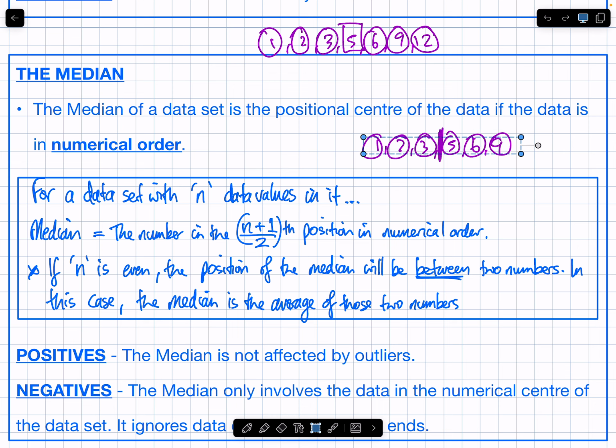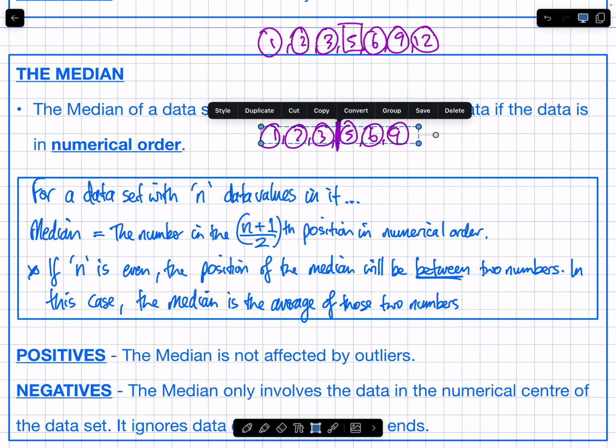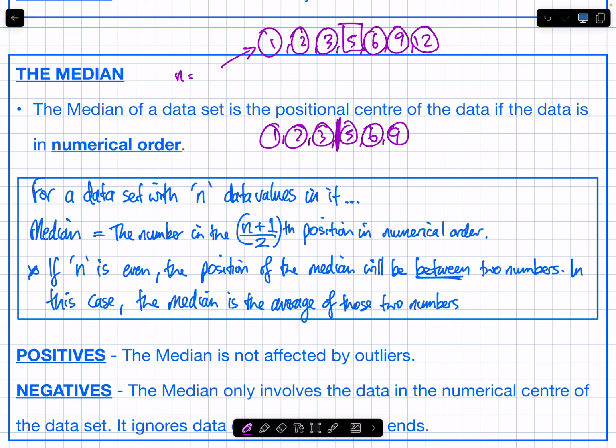All right, I want to show how that formula works on these two examples, because I believe that doing this visually like that, you trust me that 5 is in the middle of those numbers? Yeah. It's the positional middle. But I want to show you how that formula works. So if I look at this, what is n? How many numbers are there in 1, 2, 3, 5, 6, 9, and 12? 7. Yeah.